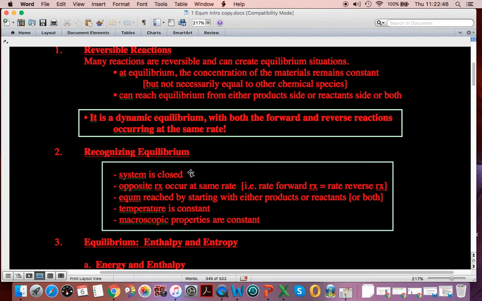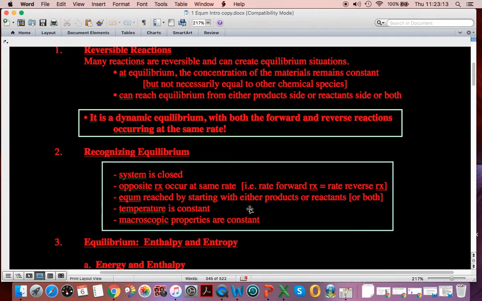So here are some conditions for equilibrium, or for being able to recognize it. First of all, the system must be closed. Nothing can enter, nothing can leave. So if you have things like gases, you definitely need to have a sealed system. A lot of times for reactions that occur in solution, we typically don't have things entering and leaving, so it can have an equilibrium. Opposite reactions occur at the same rate.